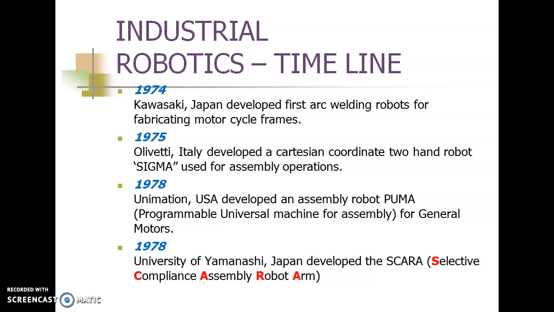It was named Puma. Puma means Programmable Universal Machine for Assembly. This is also an assembly robot, and it was used for General Motors. In 1978, the University of Yamanashi, Japan, developed again an assembly robot. It was named SCARA, Selective Compliance Assembly Robot Arm. So the acronym SCARA means Selective Compliance Assembly Robot Arm. It was in the same year, 1978.